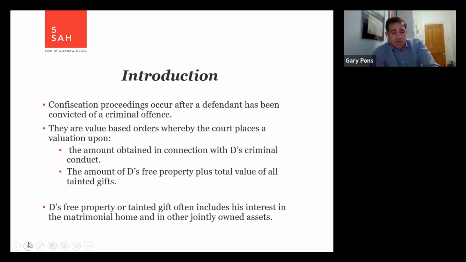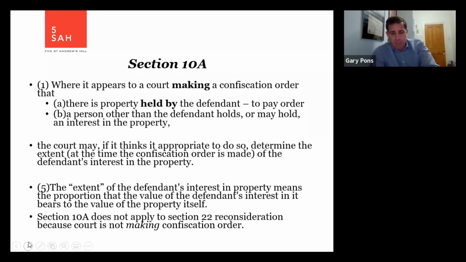That raises the question of these partners' ability to argue that the confiscation order should not include the valuation of property that belongs to him or her. Next slide, please. That's where Section 10A of the Proceeds of Crime Act, POCA, comes into play. Section 10A is the mechanism which allows a third party to intervene in confiscation proceedings in limited and defined circumstances.